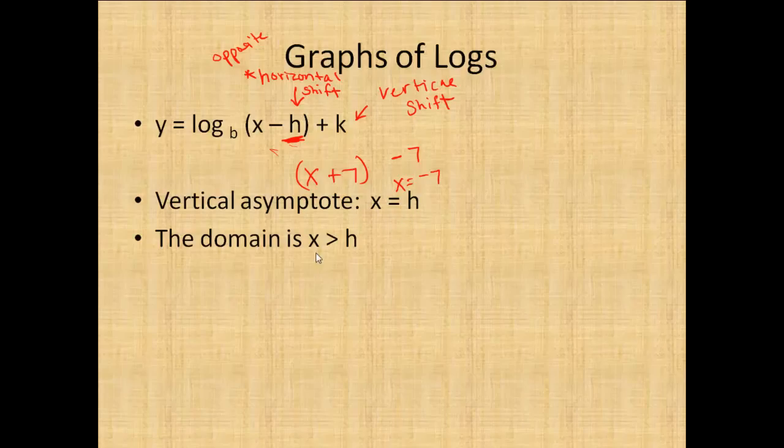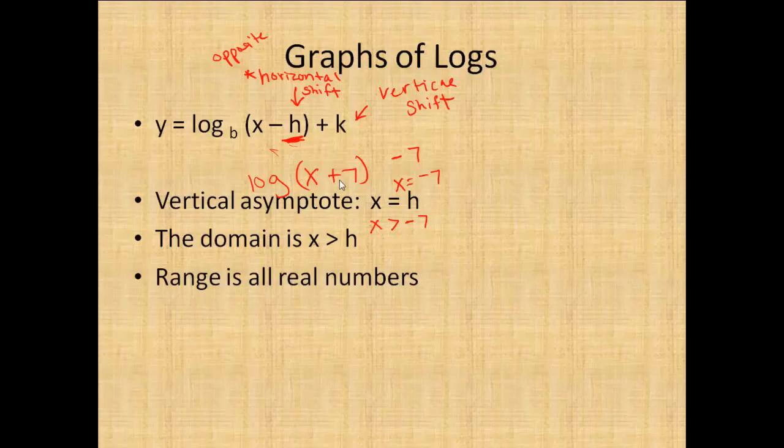My domain is always x is greater than whatever that happens to be. So for this example right here, if I had the log of that, my domain would be x is greater than -7. Your range is always going to be all real numbers. They have no restrictions when we do the graphs of the logs.